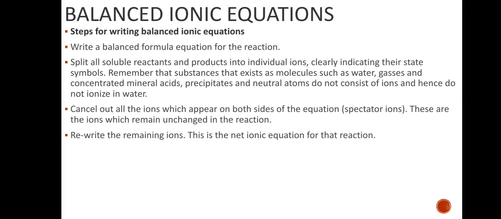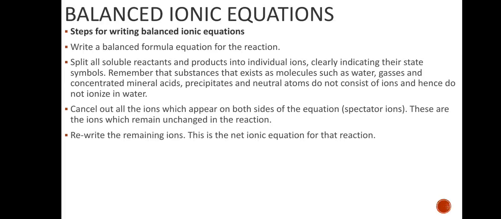Moving on, let's see the steps for writing balanced ionic equations. The first step is to write a balanced formula equation for the reaction, so that the number of atoms in the reactants is the same as the number of atoms in the products. Then split all soluble reactants and products into individual ions, clearly indicating their state symbols. Remember that substances that exist as molecules, such as water, gases, concentrated mineral acids, precipitates, and neutral atoms, do not consist of ions and hence do not ionize in water.